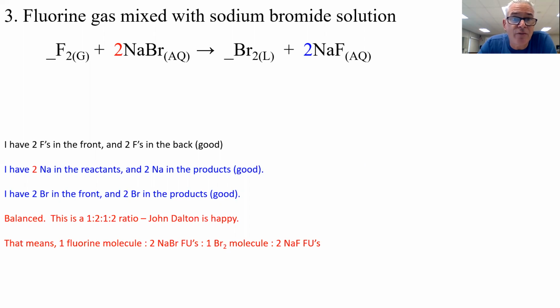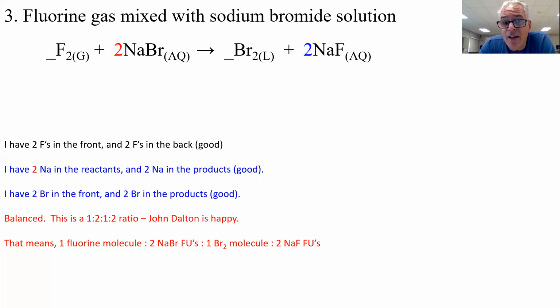There's 2 fluorines in the front. There's 2 fluorines in the back. There's 2 sodiums in the front. There's 2 sodiums in the back. There's 2 bromines in the front. See, 2 sodium bromides, 2 bromines, and I got Br2, is balanced. This is a 1 fluorine to 2 sodium bromides to 1 bromine to 2 sodium fluorides, 1 to 2 to 1 to 2 ratio.